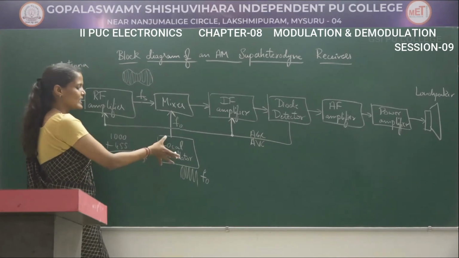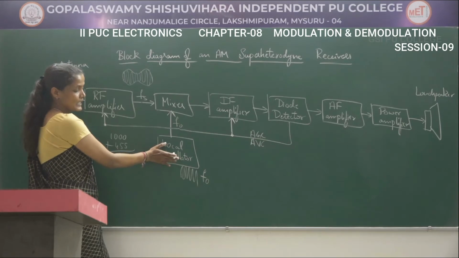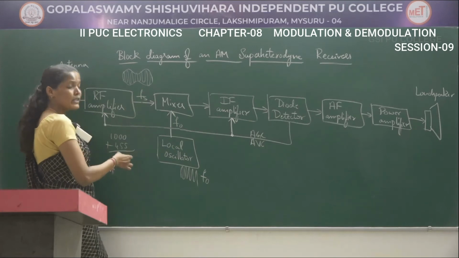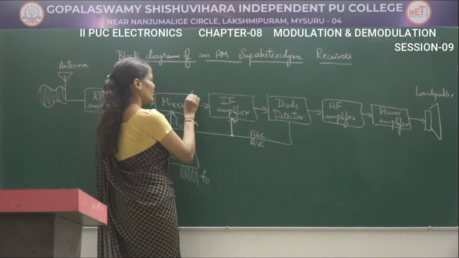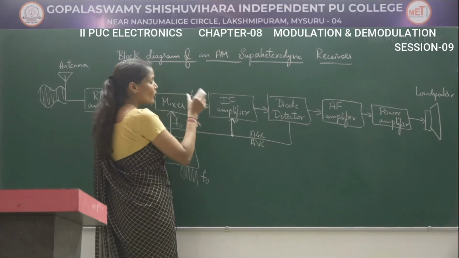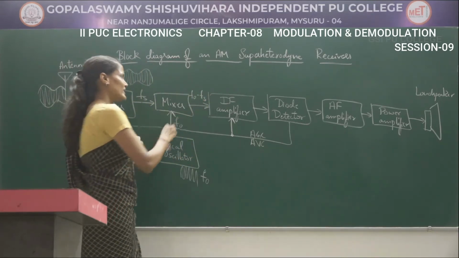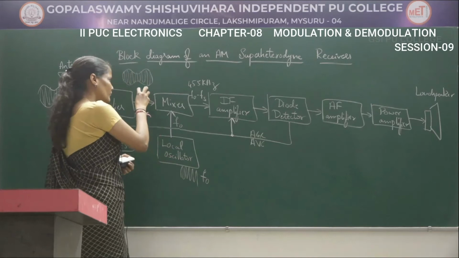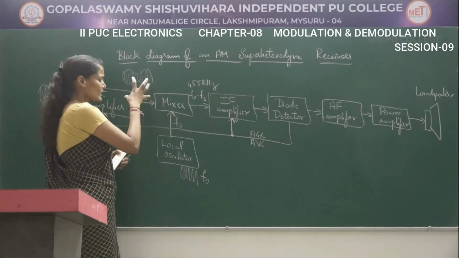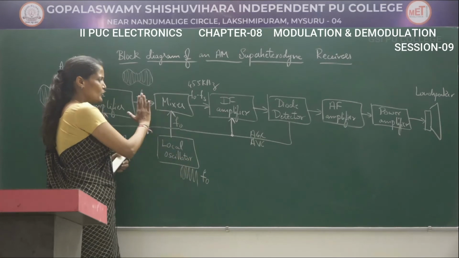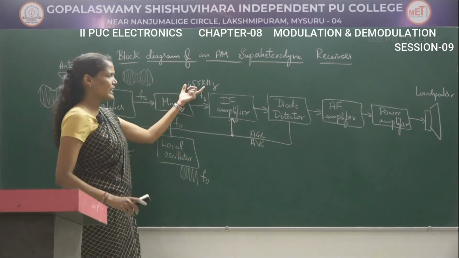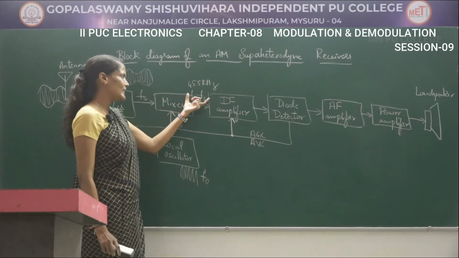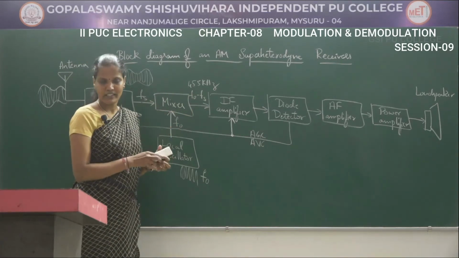455 kilohertz frequency signals we generate from this local oscillator. If I am going to generate the signal whose frequency is just 455 kilohertz, only then I am going to get a signal whose frequency is just equal to 455 kilohertz. As I told you, the frequency can be anything, but we are going to generate a separate signal whose frequency is exactly 455 kilohertz above the carrier signal frequency. Only then I will be getting the difference of these two signals as 455 kilohertz.